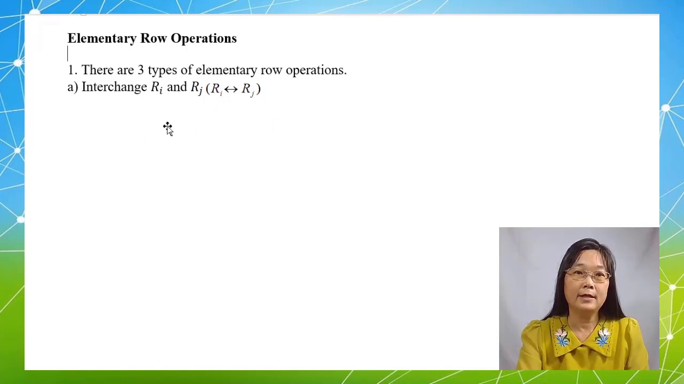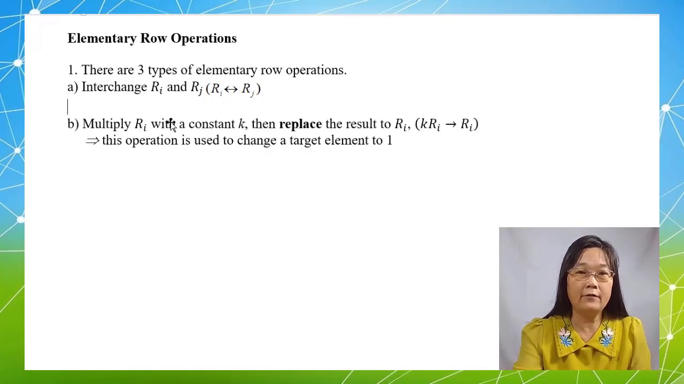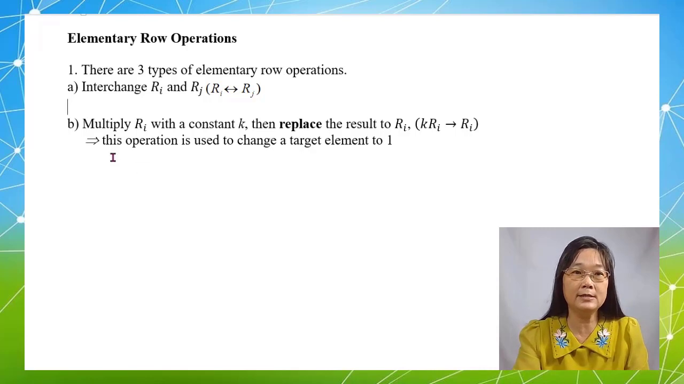1. Then the second type of operation is I can multiply any row i with a constant k, then replace the result to row i. So the notation can be written as this one. Then this type of operation is suitable to use if we want to change any element to 1.